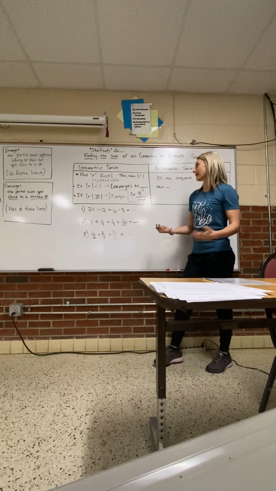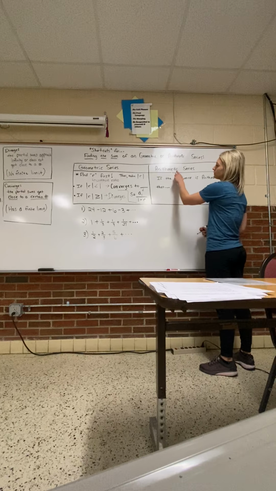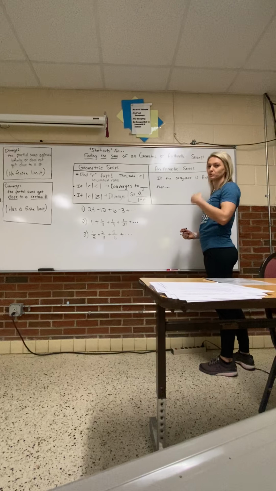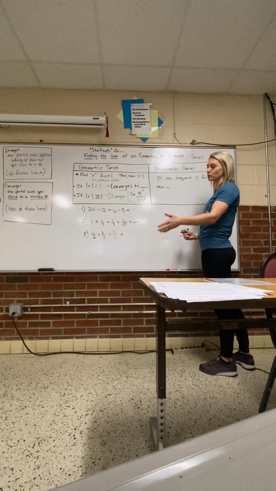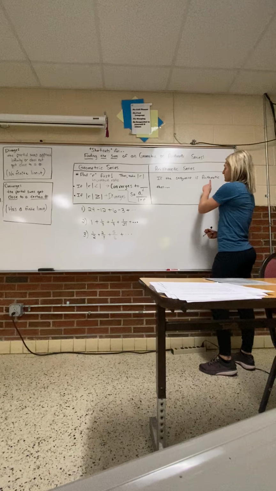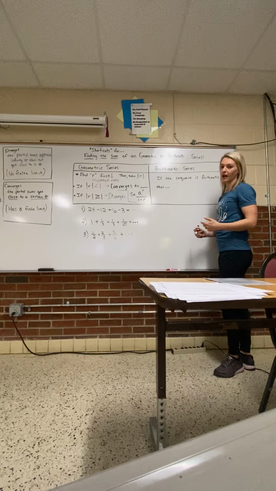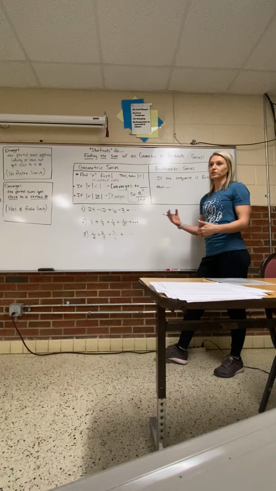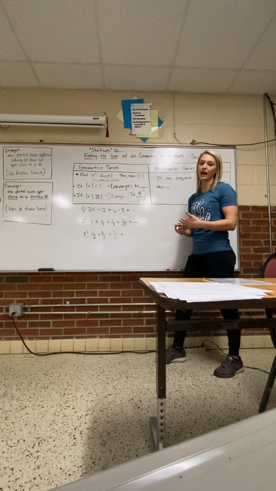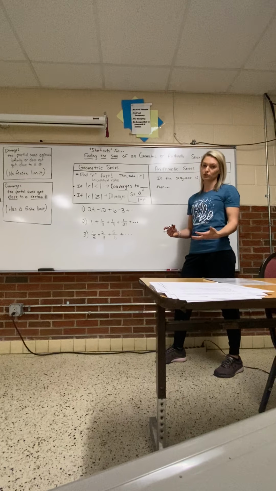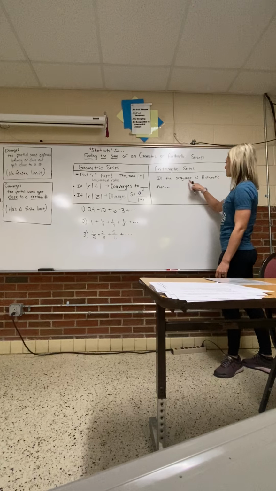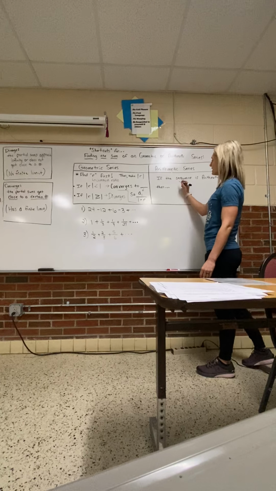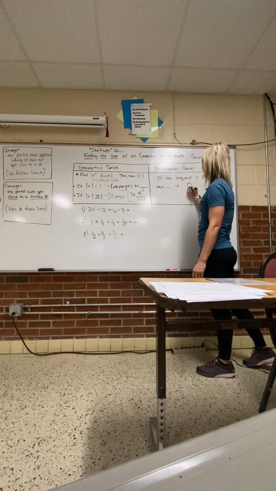The reason for that is because if you end up either adding or subtracting a constant number to go from one term to the next, that means it's arithmetic. And all arithmetic series or sequences, when you start adding them up, will always diverge, okay? So if the sequence is arithmetic, then it diverges.